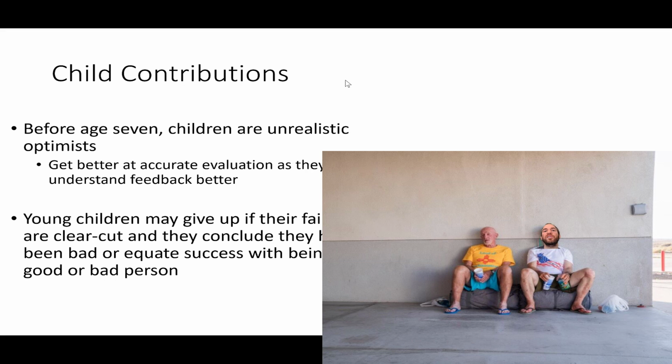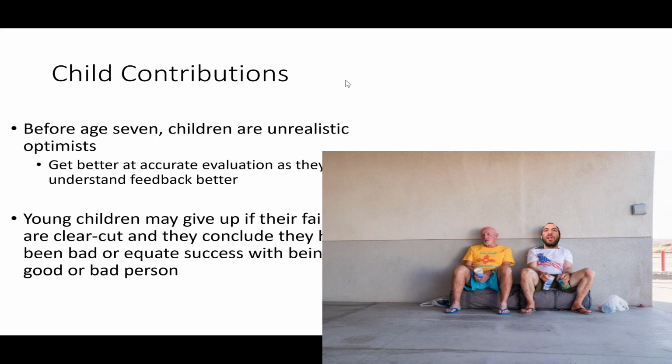So kind of the idea here is that children before 7 are thought to be just unrealistic optimists. They're going to be the best at everything. Hey, you want to drive the car? Yeah, let's do it. Let's go drive the car, even though they have no ability to do so. And one hypothesized reason why they get more realistic evaluations of themselves is that they are better able to understand feedback.